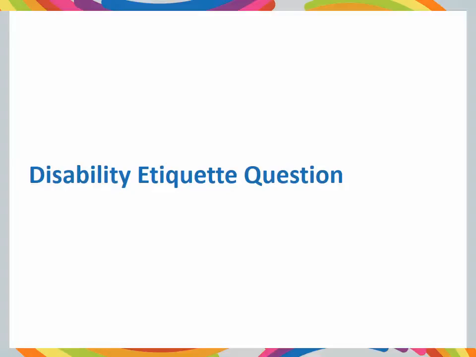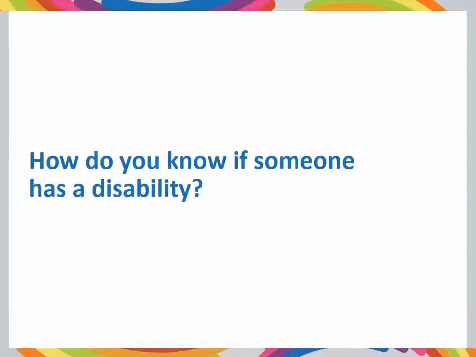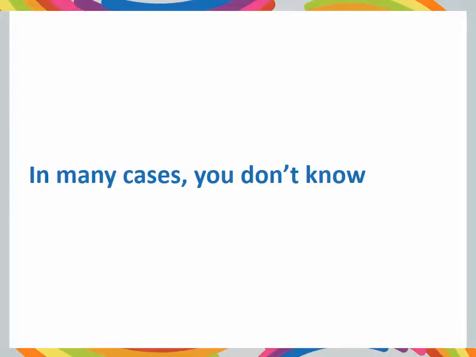As we do with each and every one of our lessons, we want to begin the lesson with an etiquette question. Today's etiquette question is, how do you know if somebody has a disability? Think about that for a moment. How do you know if someone has a disability? And the answer is, you don't.